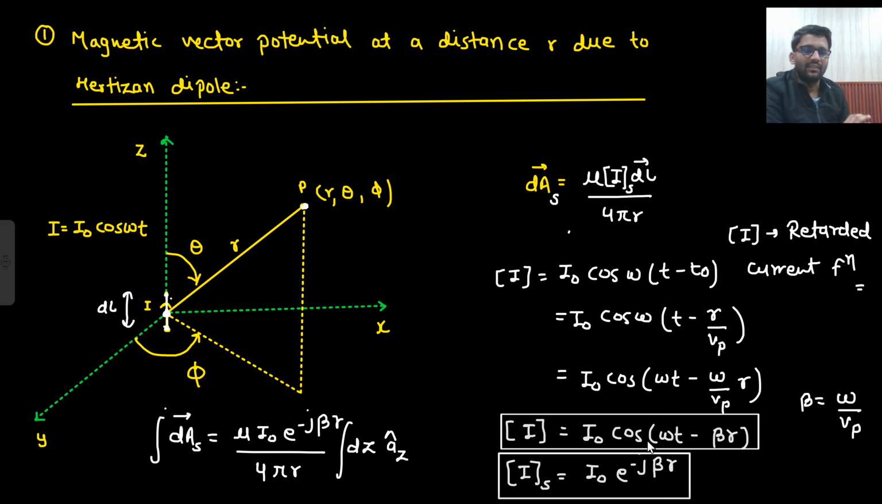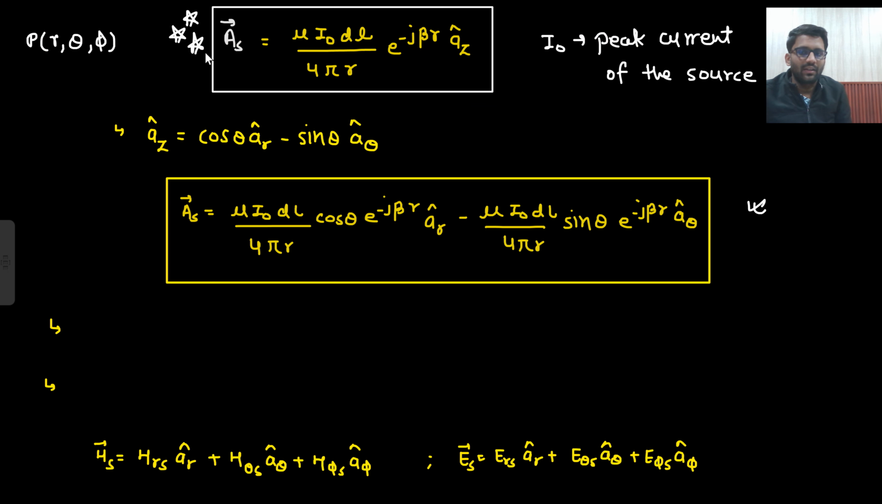There is a phase difference. That's it. Because it will take some time to reach from here to here. That's why this is I naught e to the power minus j beta r. And from here I am getting AS, and then I did this thing.